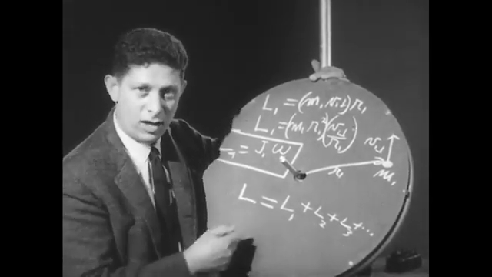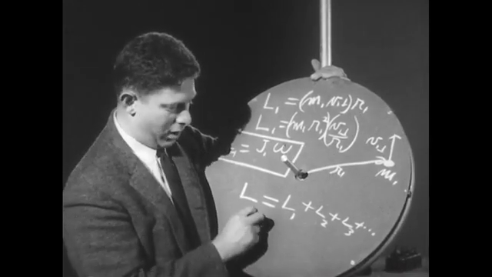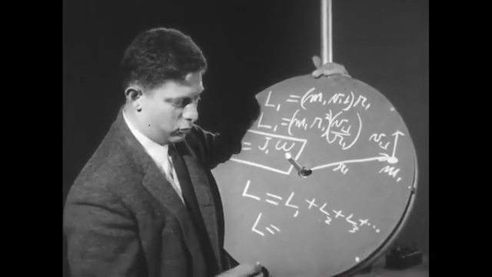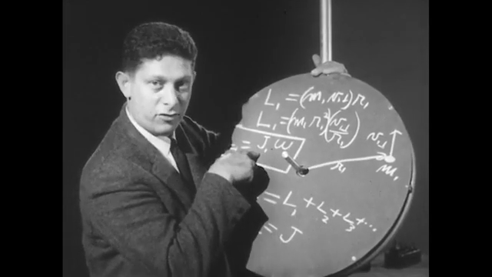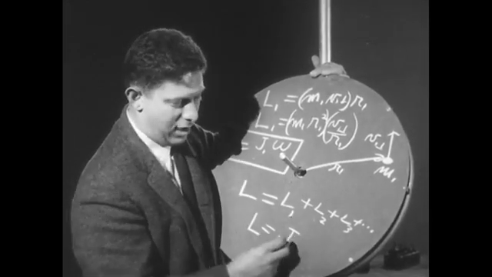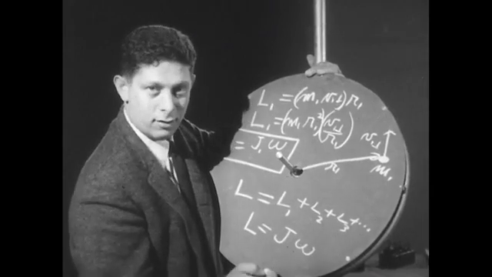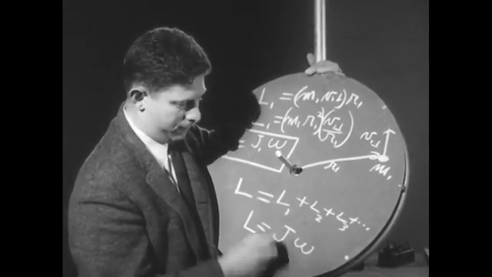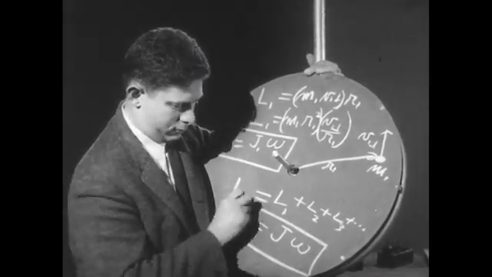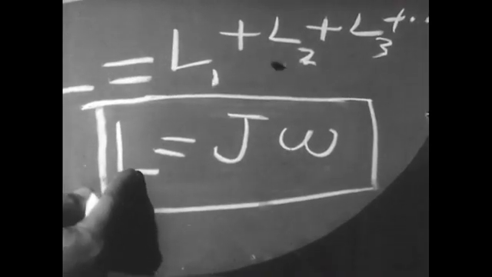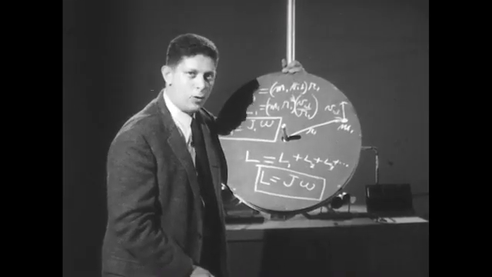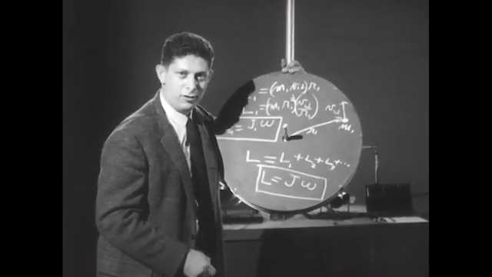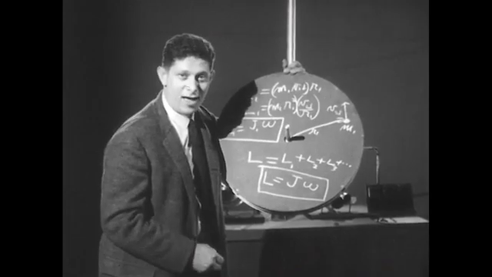A more convenient and a shorter way for writing this would be to write L is equal to the total moment of inertia of the wheel, which is the sum of the separate moments of inertia, times omega, the angular velocity of the wheel. Notice that the angular momentum is directly proportional to the angular velocity. We now know how to compute the angular momentum of this wheel. But there's something I haven't told you.